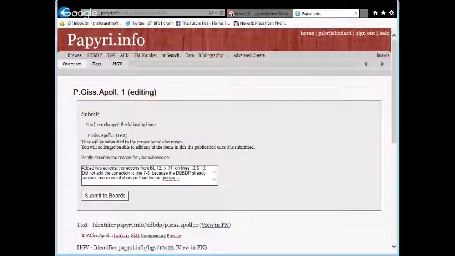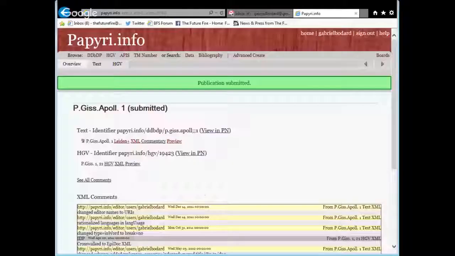So you see I've added a comment there, and as Lucia showed, once the comment has been entered, the Submit to Boards button becomes active, and I can click on that button and submit to the boards. At this point, I can no longer edit the text. It says publication submitted, and I can no longer go in and edit and make changes to this until those changes have been accepted by the editor, the editorial board.